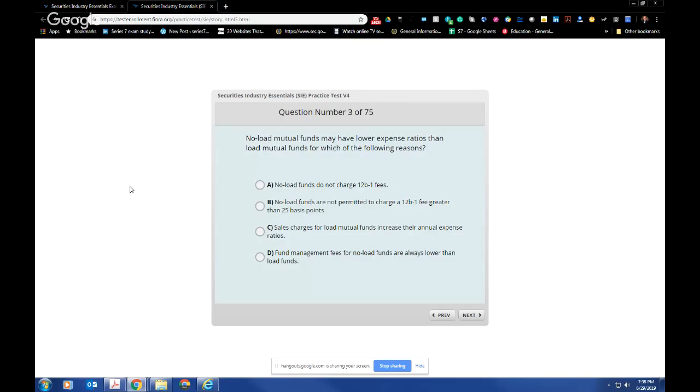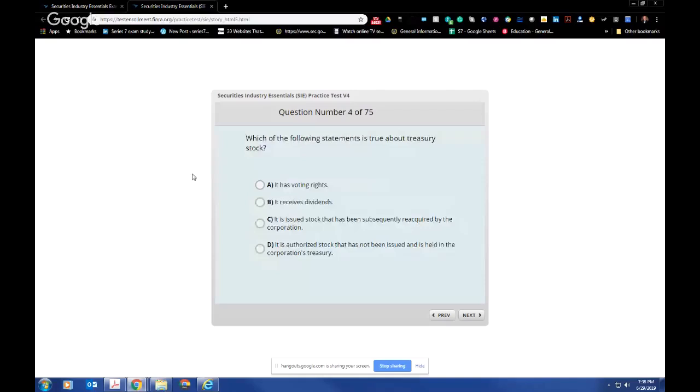Okay, fund management fees for no-load funds are always lower. No, that investment advisor, he's charging management fees. He's charging them. Doesn't matter. Okay. Let's go. No-load funds do not charge. Yes, they do charge, but they have a max of 0.25%. So that's what it is. They can't charge more than 0.25%, which is 25 basis points.